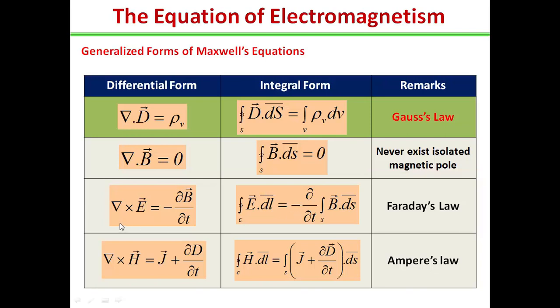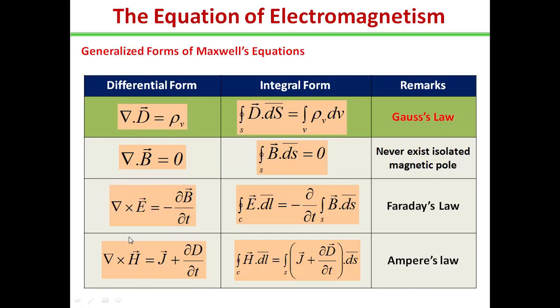The third law of electromagnetism, that is Maxwell's third equation, says that del cross E is equal to minus del B by del t in the differential form, whereas in the integral form it is written as closed contour integral E dot dl over contour C is equal to minus del by del t of the surface integral B dot dS. And this is the equation of Faraday's law. Here Maxwell tells us that due to the rate of change of magnetic flux, electric fields are induced.